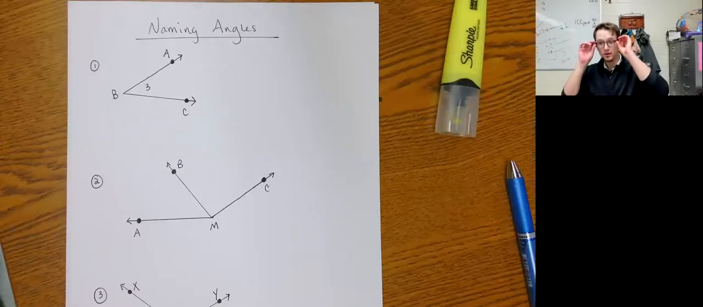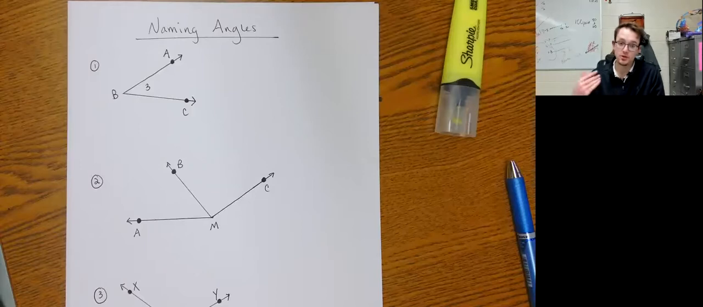This is going to be a video on naming angles. I'm going to name it in the way that I would usually name something if I was writing on paper, and then I'm also going to show how you would type these in if you were typing this in on a computer, because of virtual learning.